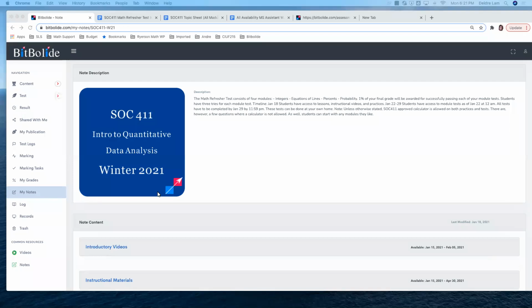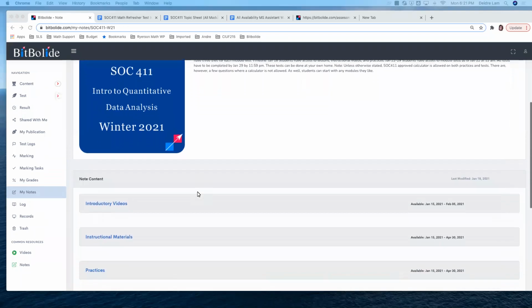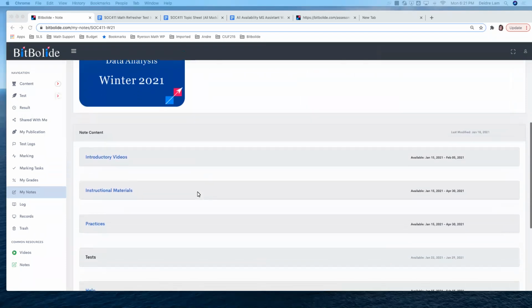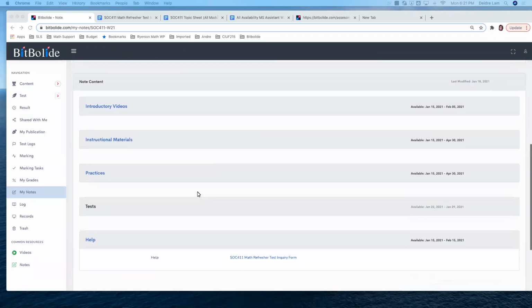You will see 5 tabs below with the name of each tab and the access date on the far right. The links in blue are showing the content you have access to right now. The tab labeled test is right now in black because you will not have access to the content until January 22nd at 12 a.m. in the morning.